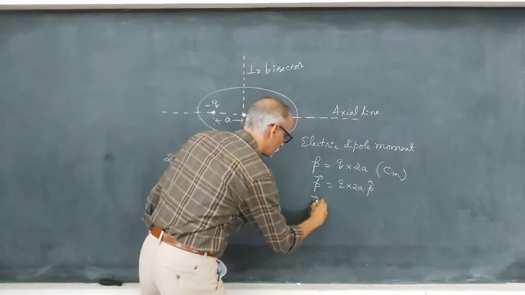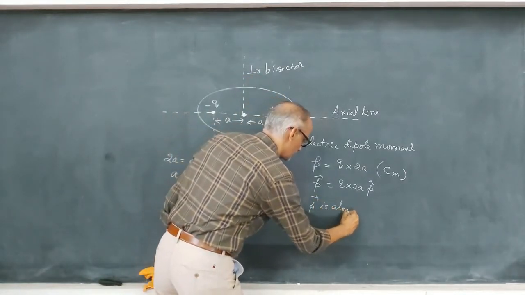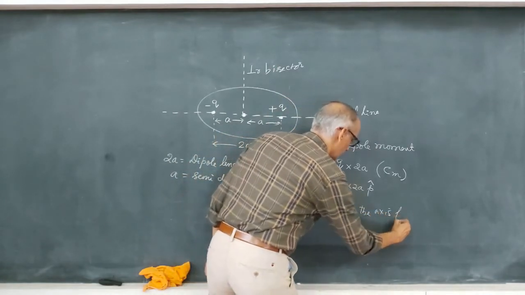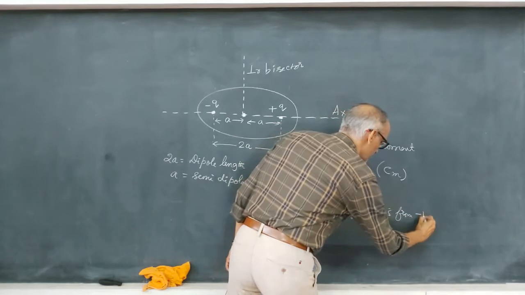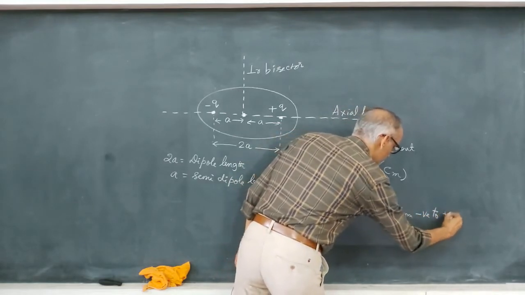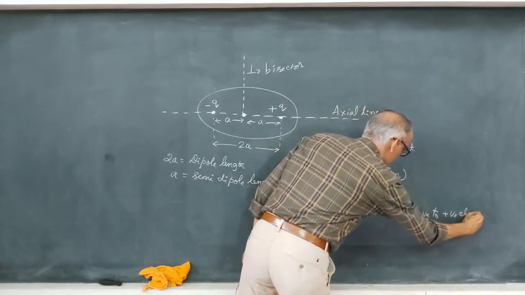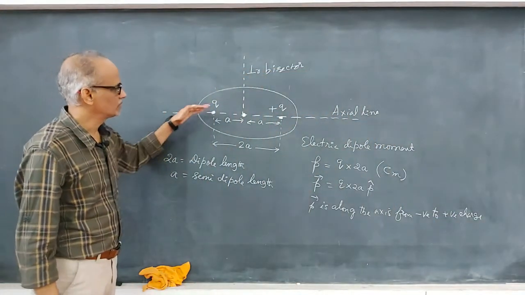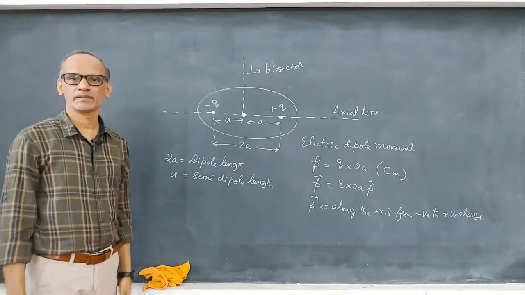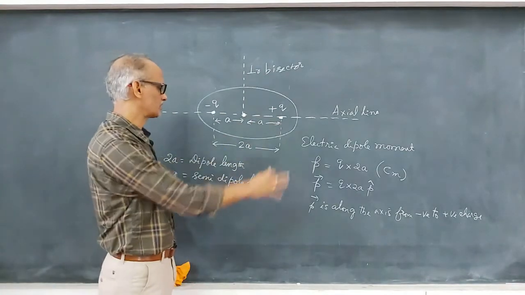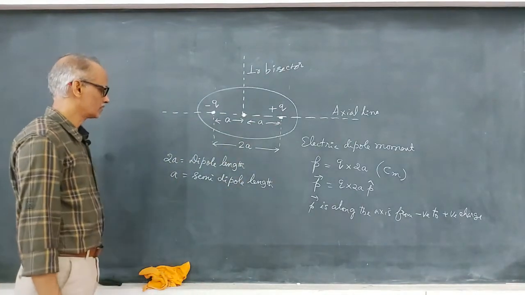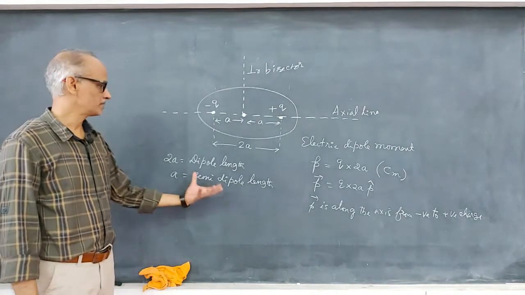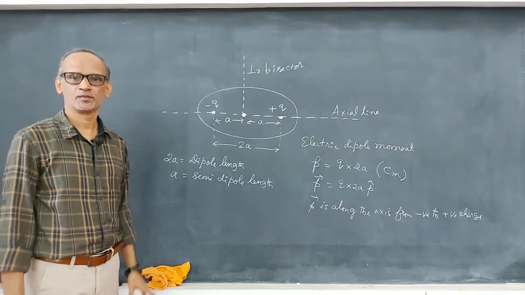So vector p is along the axis, and directed from negative to positive charge. It's always directed from negative to positive charge. So that's the direction of the dipole moment. Remember all these terms, we are going to use them later in our derivation. Hope you have understood.